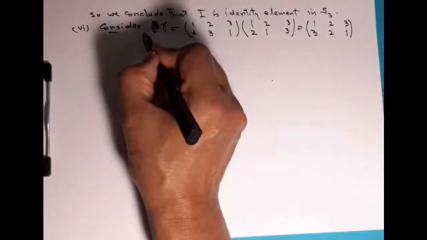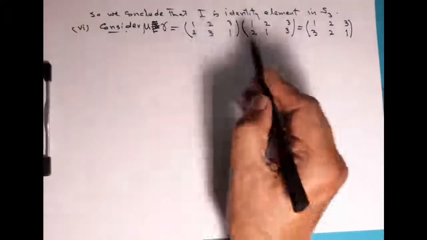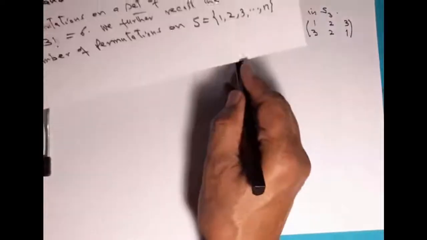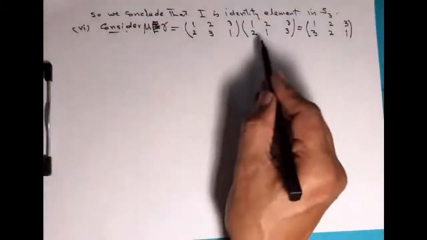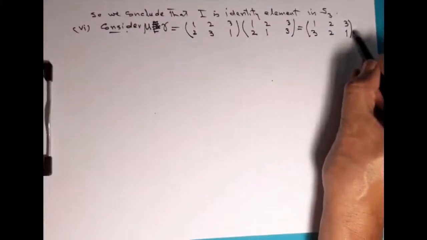This is mu. So mu composed with gamma. Mu is 2, 3, 1, and then gamma 2, 1, 3. And the result is 3, 2, 1. This is beta.